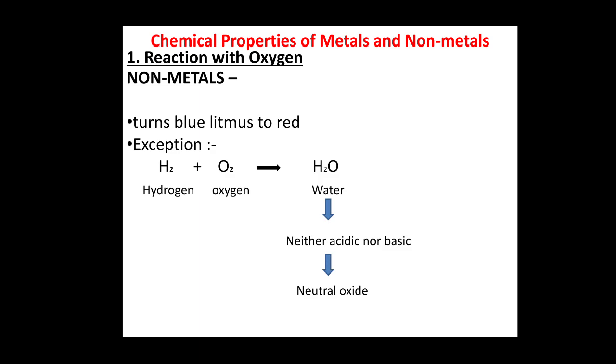Now, just a few points that we need to remember. When a non-metal reacts with oxygen, what happens? It turns the blue litmus to red. We already discussed it. One of the exceptions is hydrogen, a non-metal. When it reacts with oxygen, it gives rise to water, that is hydrogen oxide. Though we know that non-metallic oxides are acidic in nature, this is just an exception. H2O is neither acidic nor basic. So, what do we call it? It is a neutral oxide, right.